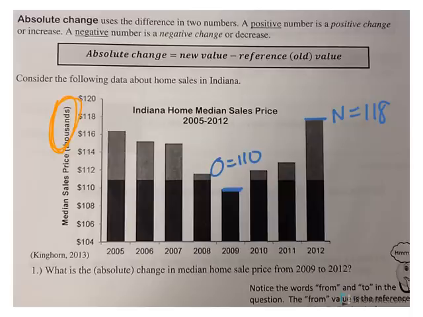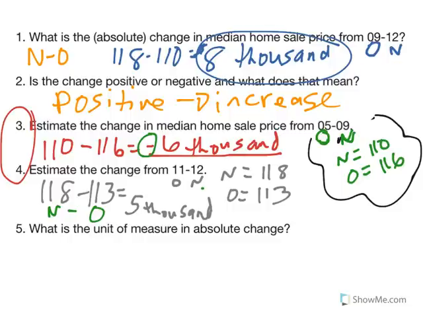If you go back to the table, notice this, from 2009 to 2012, you see the increase. And from 2005 to 2009, you see the decrease. So that should make sense when you think about a positive and then the negative, just by looking at it.